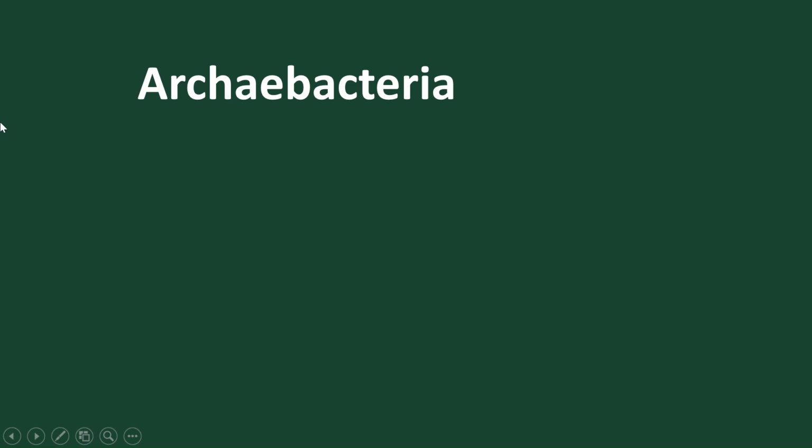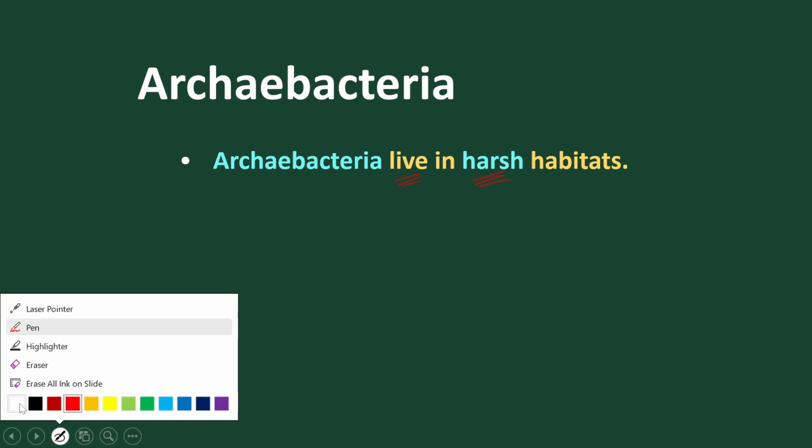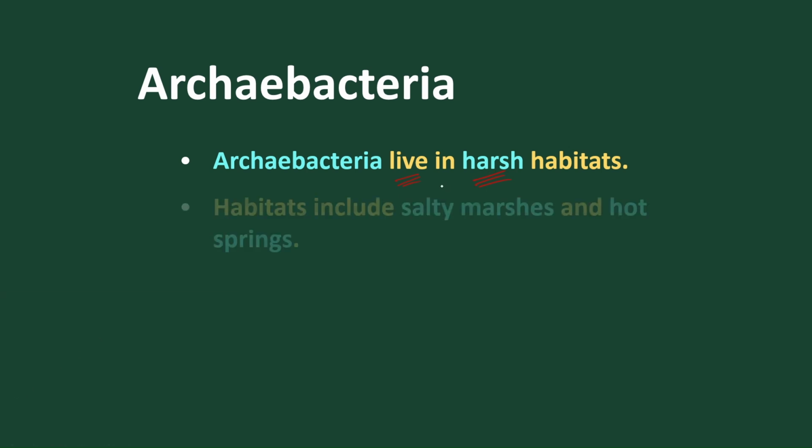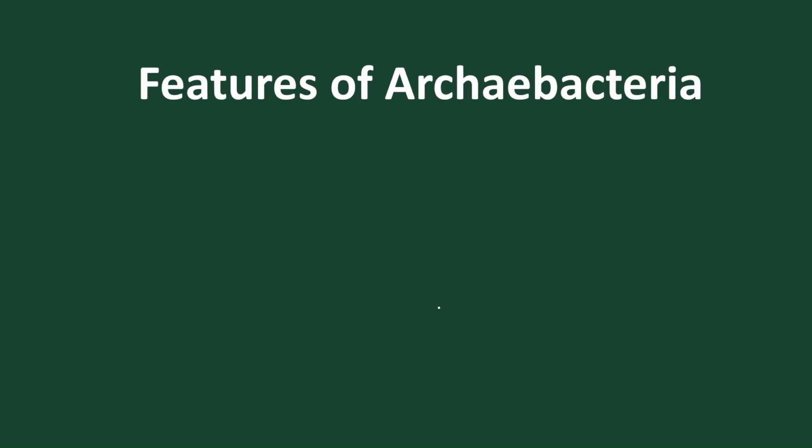Let's discuss Archaebacteria, the primitive form of bacteria. So what are Archaebacteria? Archaebacteria are the primitive or ancestral form of bacteria. Before eubacteria, these Archaebacteria were present, and they are found in harsh habitats. They survive in adverse conditions. These bacteria can survive in saline water, in marshy areas, in hot spring areas, and in acidic areas. Some live in marshy areas, not only in salty marshes.